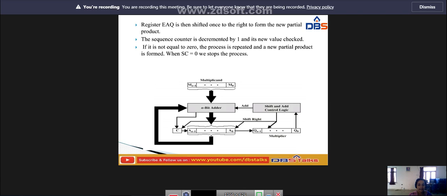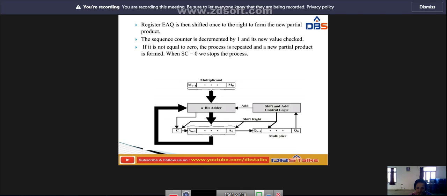This is the diagram of the multiplicand. Here we have the multiplicand bits m n minus 1 down to m0. I have the n bit adder here, and shift and add control logic, and we are adding some values in this n bit adder. After that we have the C. In this we have A n minus 1 to A of 0 and Q n minus 1 to Q of 0. This is shift right. After shifting right, it goes to Q, the multiplier.